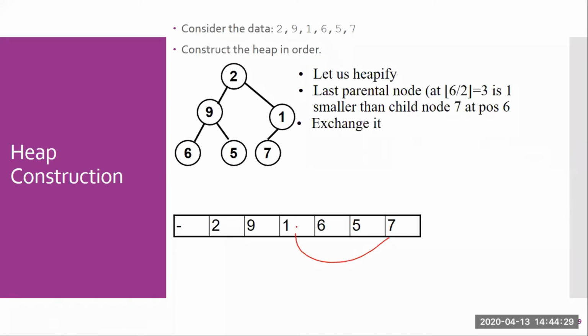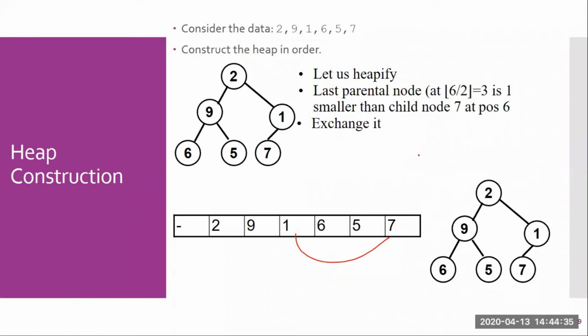So when you exchange these two values, it becomes 2, 9, 7, 6, 5 and 1. We're going to get 7 there and 1 here. Now this basically satisfies the heapify condition over here. Again we need to go for the previous node.